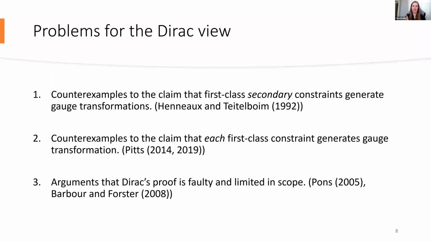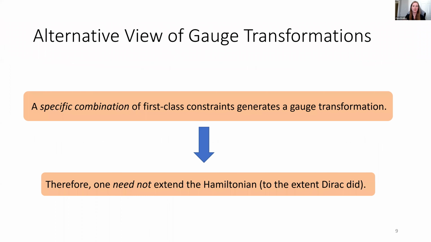And in light of some of these problems, some people have proposed what I'm going to call the alternative view of gauge transformations, which is that rather than it being that each first-class constraint generates a gauge transformation, rather it's a specific combination of them that generates a gauge transformation. And this view concludes that unlike Dirac, who thought that one ought to extend the Hamiltonian, this alternative view concludes that one need not extend the Hamiltonian, at least to the extent that Dirac did.